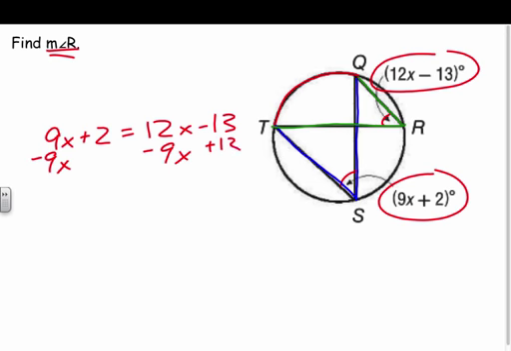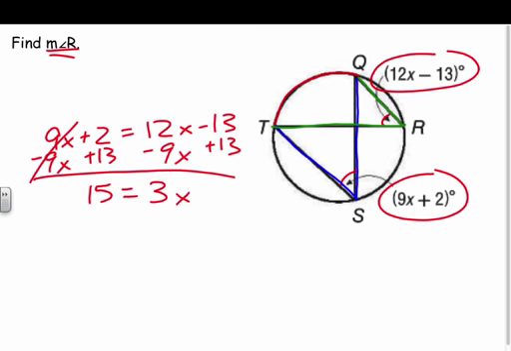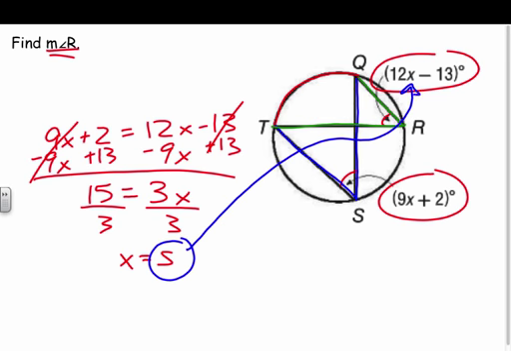And then I'm going to add my 13 to the other side. So we're left with 15 equals 3x. And divide by 3. So x equals 5. And it says I want to find the measure of angle R. So I've got to plug this back in. I've got to plug 5 in for x up into this expression to find angle R.